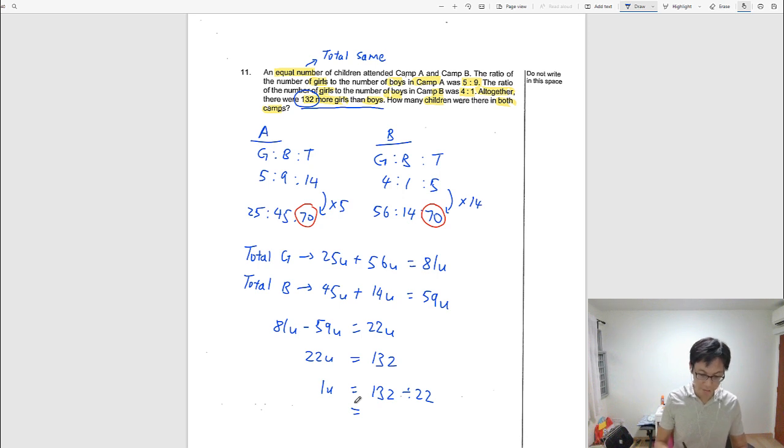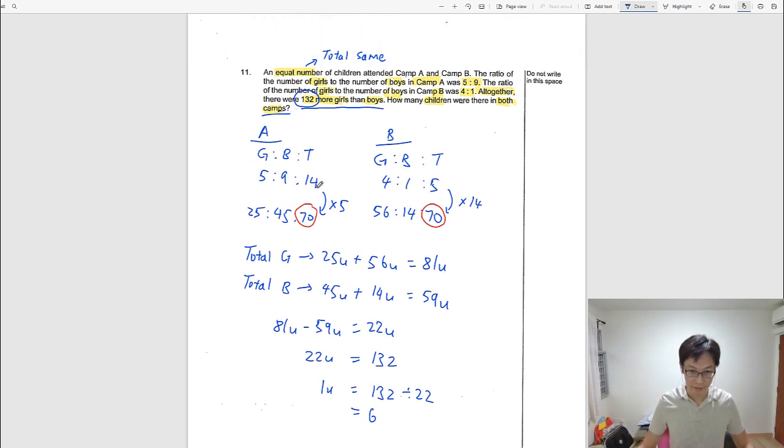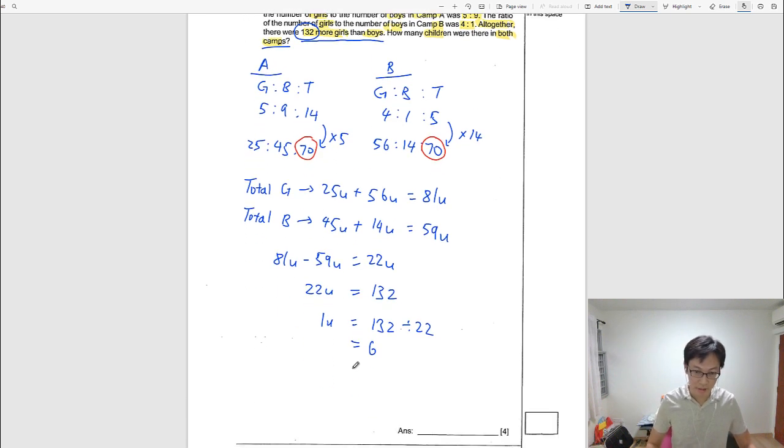You can press your calculator. You should get 6. Alright, and since the question asks how many children were there in both camps, we simply take 70 plus 70 to find the total units, which is equal to 140. You take 140 times 6, and the answer is 840 children.